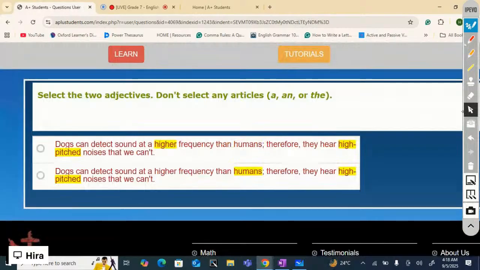Select the two adjectives again. Dogs can detect sound at a higher frequency than humans. Therefore, they hear high pitched noises that we can't. In the first option, the words higher and high pitched are highlighted. Are these the two adjectives? Or in the second one, the words humans and high pitched are highlighted. Are these the two adjectives which are correct, or the first one?